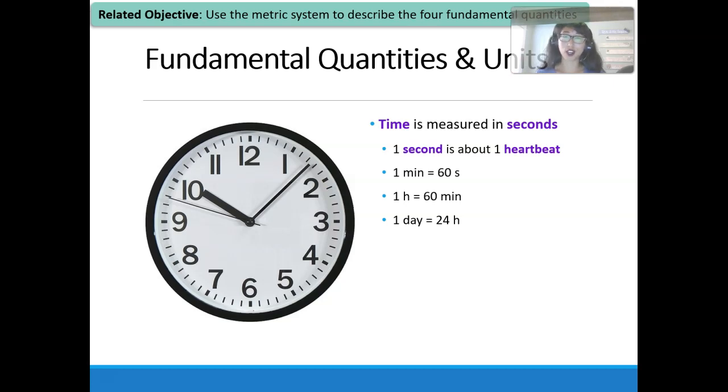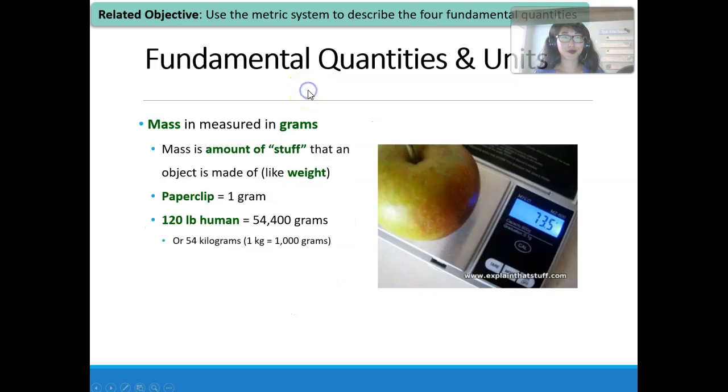That should be pretty familiar, hopefully, because this is actually the same as the English system. Now, mass is measured in grams. So mass is similar to weight. It's kind of the amount of stuff that an object is made up of. So for example, if you've ever used a food scale, you might have measured things in grams, like this apple right here. It is not exactly the same as weight, and as we go throughout class, we'll explain the difference between mass and weight, but for now, it's okay to consider those things to be the same thing.